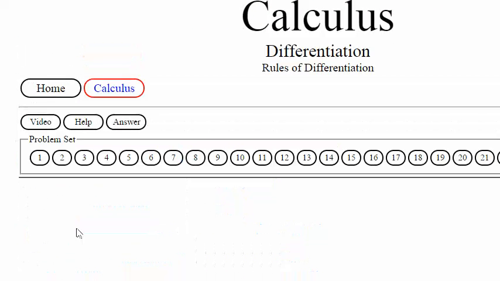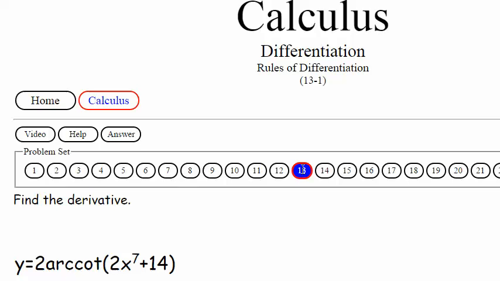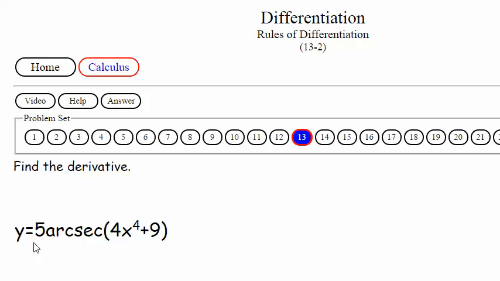We're down here in Rules of Differentiation, and we are in, is that the section we're in? I've forgotten. I think that's the problem we want to look at. We're going to take the derivative of this guy, and I'm going to write that down. You should too. Write it down.